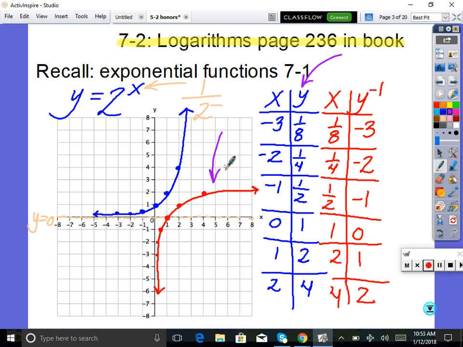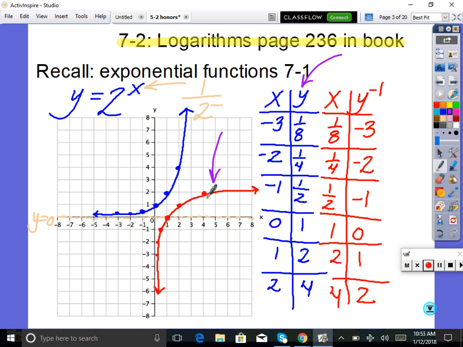So I want to point something out to you. If I switch these, that would be over 1/8 down 3. So look, over barely any, down 3. Then over 1/4 down 2 units. Over 1/2 down 1. Over 1 up 0. See, I'm just switching them. Over 2 up 1. Over 4 up 2. And there's my logarithmic equation.